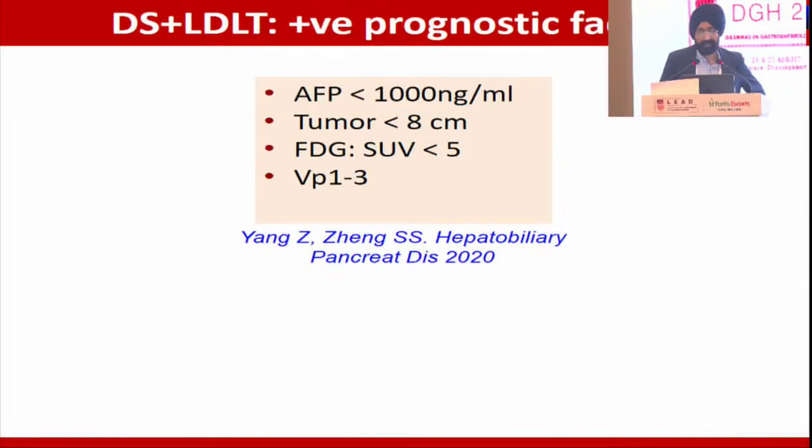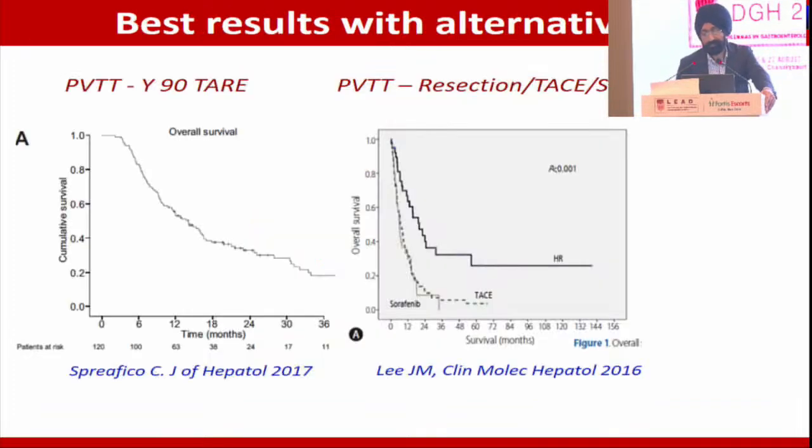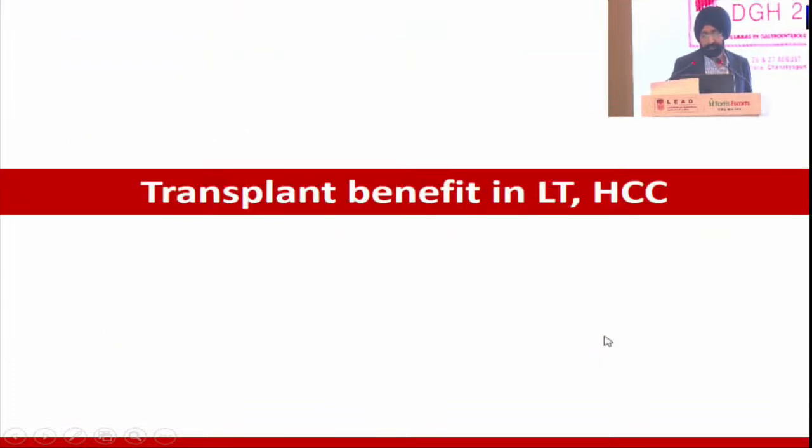And Zheng has again published his paper on a similar protocol, which says that AFP less than 1,000, tumor less than 8 centimeter, FDG avidity SUV less than 5, and VP 1 to 3 are good prognostic factors. If you compare what we did with what's available, you hardly get any median survival longer than 16, 18 months. So obviously there is clear transplant benefit.